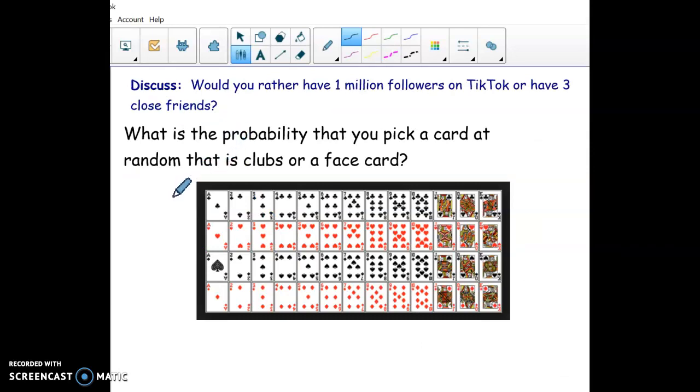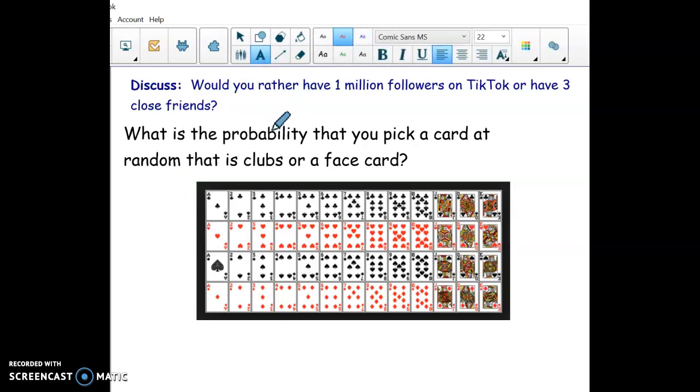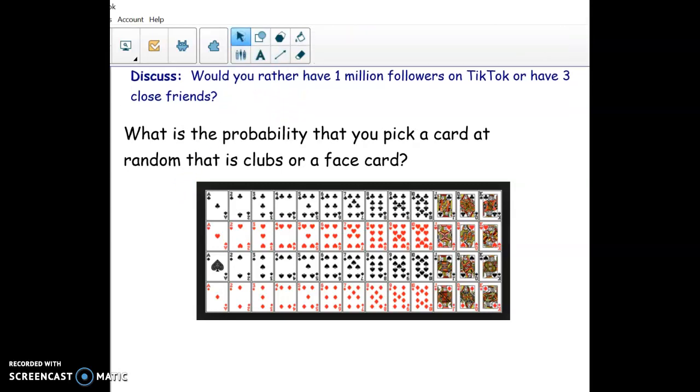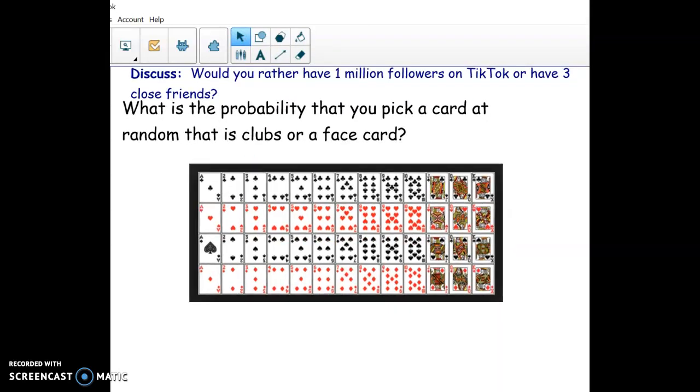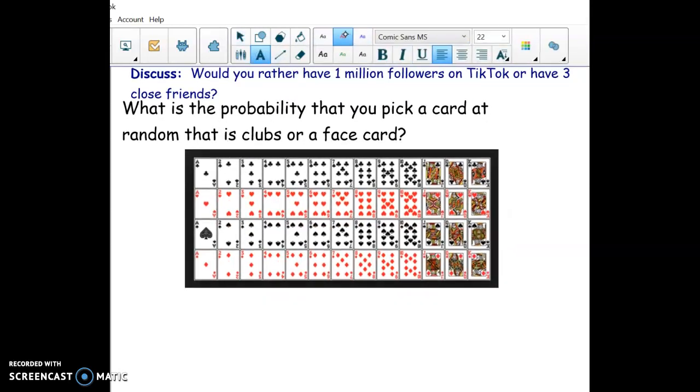Okay, another OR probability: clubs or face card. Pause the video. Okay, so for the OR, again, if it can be either one, I'm going to do the probability that I'm a club plus the probability that I'm a face card, but then I've got to minus the overlap. Okay, and we'll see that visually here in a second.